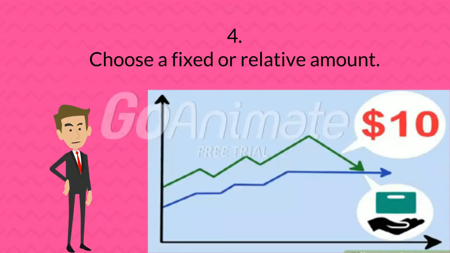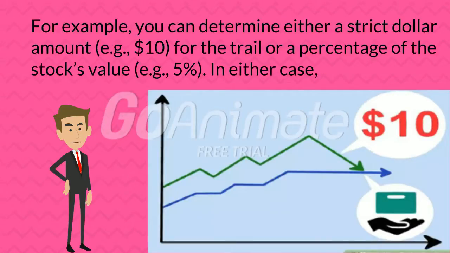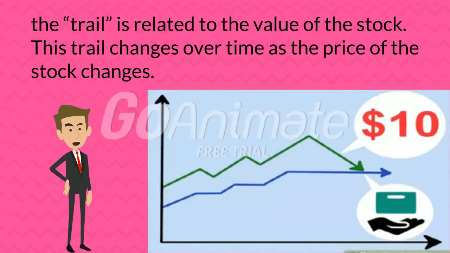4. Choose a fixed or relative amount. As noted, a trailing stop-loss can be created in one of two ways. You can either use a fixed price or a relative one based on a percentage. For example, you can determine either a strict dollar amount, for example, $10, for the trail or a percentage of the stock's value, for example, 5%. In either case, the trail is related to the value of the stock. This trail changes over time as the price of the stock changes.